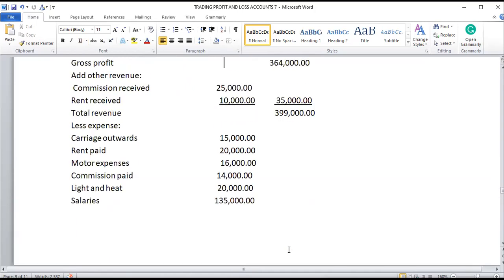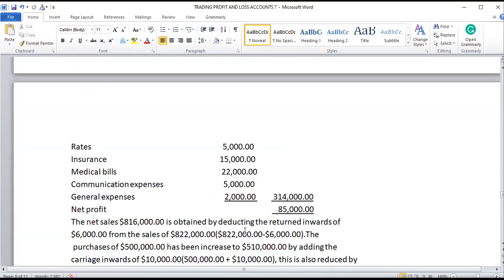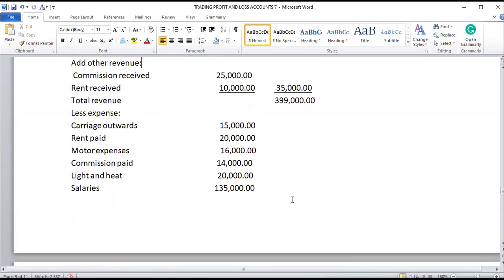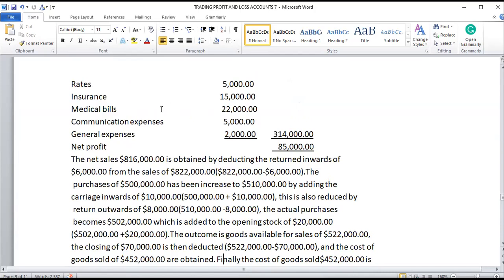Then you take all expenses. So all these are all the expenses. You sum all the expenses up. It's $314,000. You deduct it from your total revenue, $399,000. Then you arrive at your net profit of what? $85,000. So that's what I've explained here.